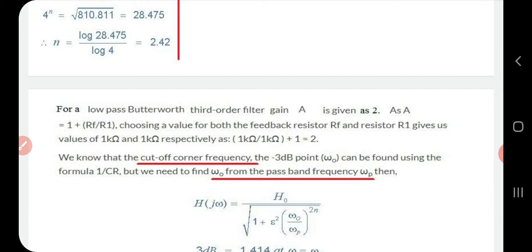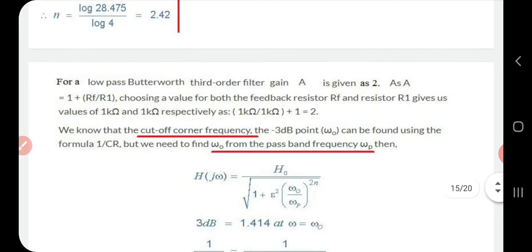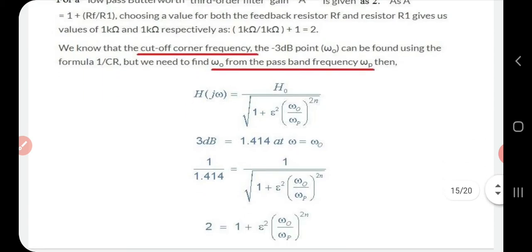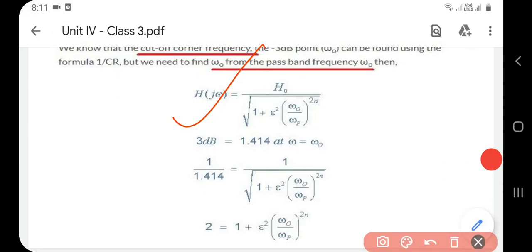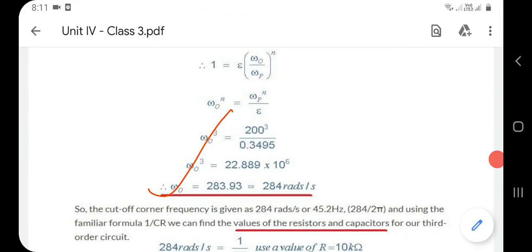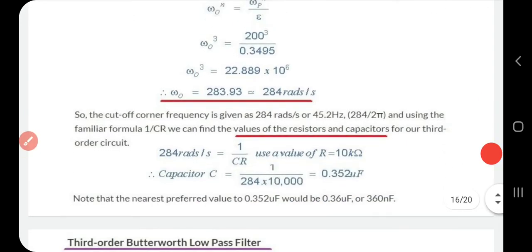So after finding the order, if it is order 3, then its gain will be 2. For that gain, the feedback resistance RF and R1 will be 1 kilo. So we are finding the values of RF and R1. Next we are finding the value of omega 0 from the passband frequency omega p using this equation. Okay, so omega 0 value we got, and finally we have to find the values of resistors and capacitors used in the circuit.